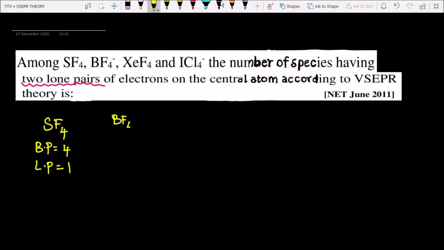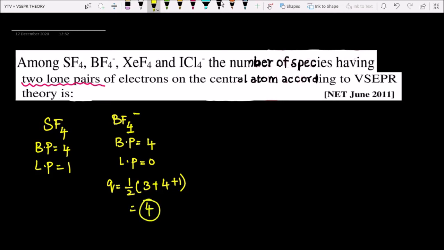In case of BF4 minus, bond pair is equal to 4. Now the lone pair is equal to 0. How did I tell? Basically, find the quotient value. Half into boron valence electron is 3, monovalent atoms are 4, plus 1. So quotient is equal to 4. Therefore 4 minus 4 gives you 0. Lone pair is nothing but quotient minus bond pair. So 0.